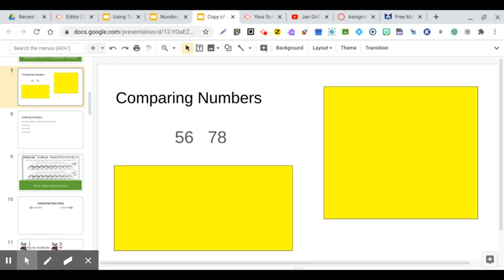Which one's bigger? How do you know it's bigger? Let's go back and think why this is in place value. We use place value to help us figure out how big or small a number is. So in these two numbers, when I look at them, I'm looking at the very first digit of both numbers. 56 has 5 tens. 78 has 7 tens.